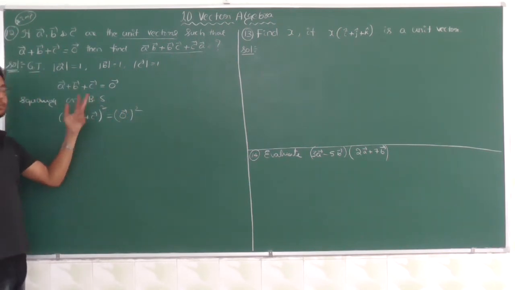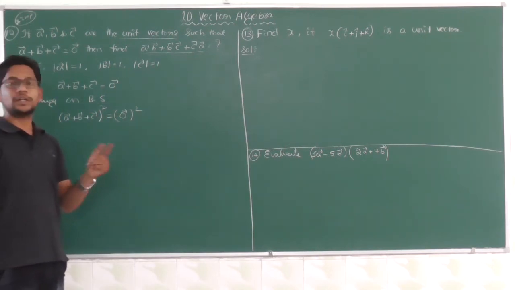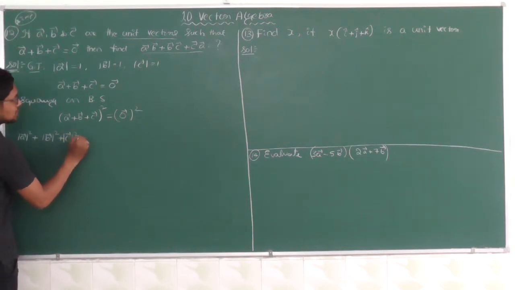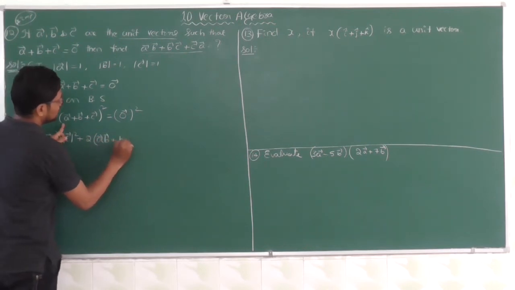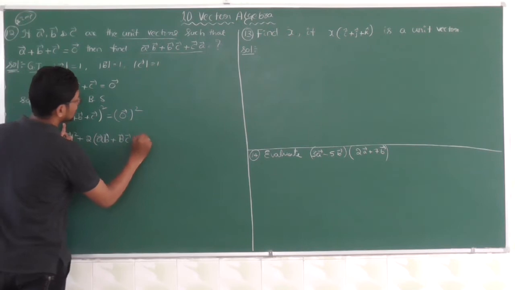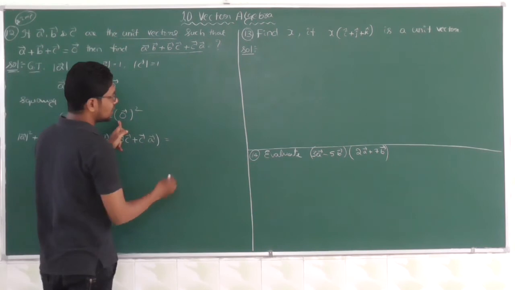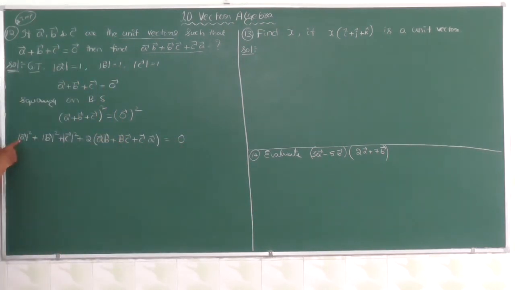Next, we know that (A plus B plus C) whole square. In the starting of the scalar or dot product, I already told you: magnitude of A square plus magnitude of B square plus magnitude of C square plus 2 times of (A dot B plus B dot C plus C dot A) equals 0 vector whole square. 0 vector whole square is nothing but 0 only. Next, magnitude of A square. Magnitude of A is how much? 1. That is 1 square.